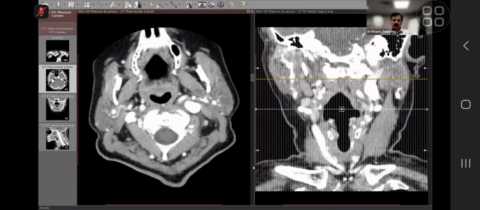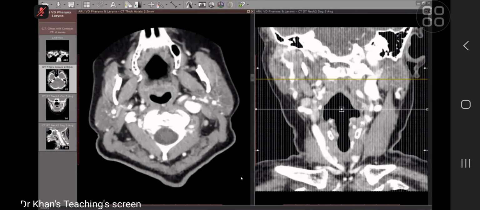So, candidate 1, can you see a CT scan? DICOM? Yes. Yes. Okay.